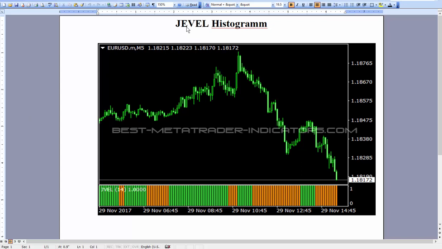It's a JEVEL Histogram. Obviously green will be buying and this reddish orange color will be selling. Again, I have to run a test on it down on the 5 minutes, so it'd be great for grabbing 10 to 30 pips.